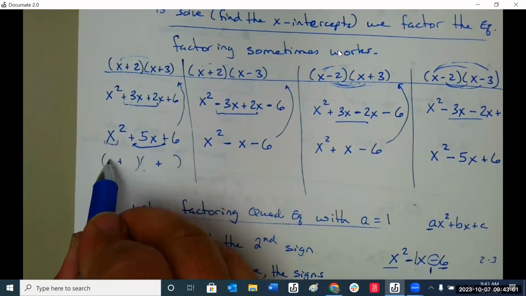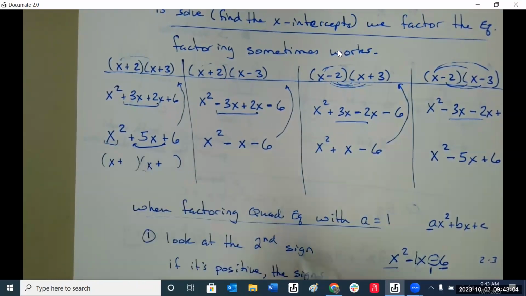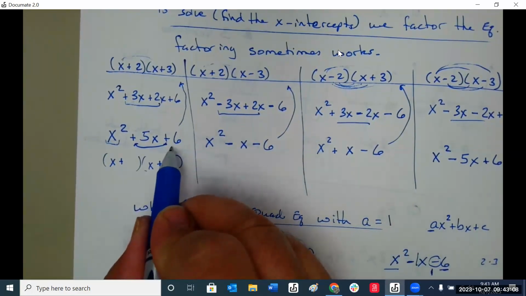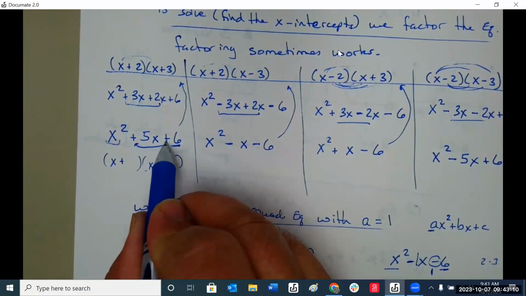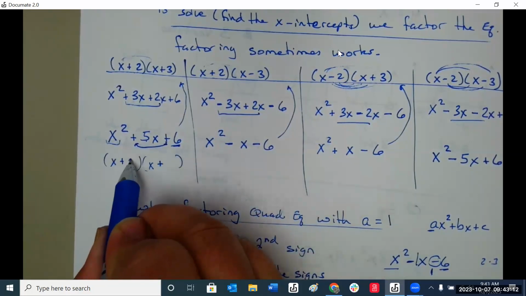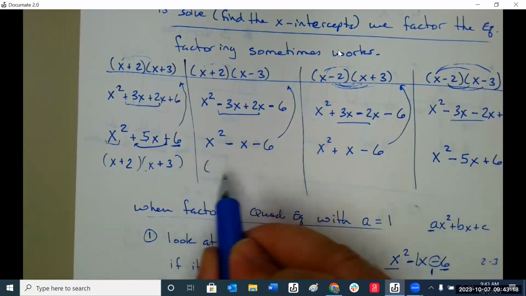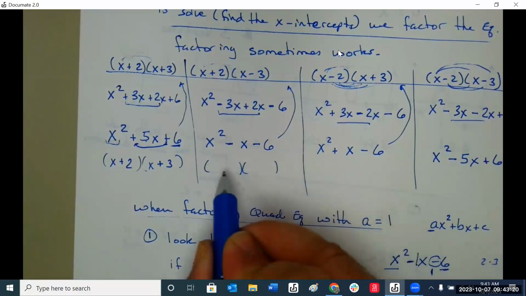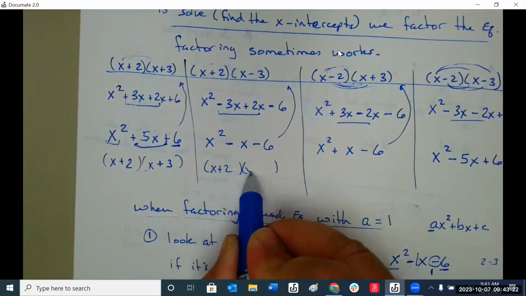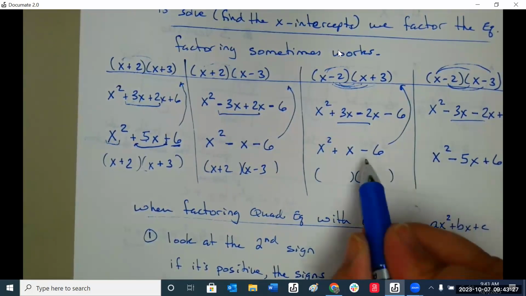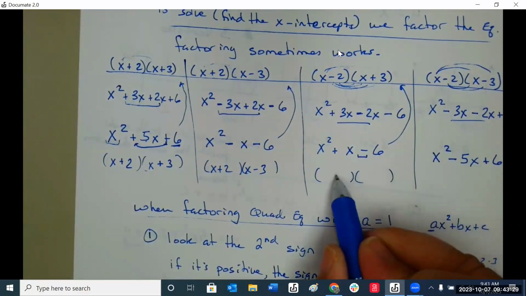What times what equals x? That's x times x is x squared. What times what equals 6? When you add them, you get 5. 2 and 3. We just did this one. X plus 2, x minus 3. Second sign's a minus, so the signs are opposite.